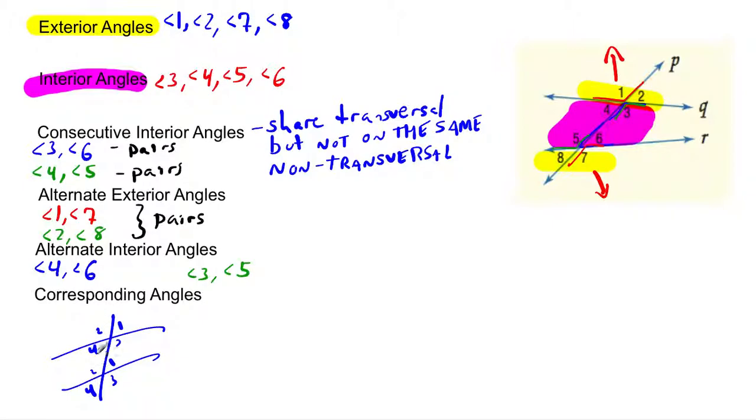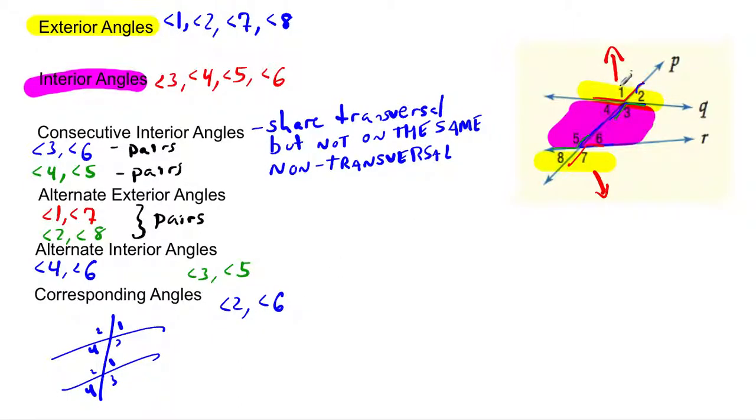2 and 2 are in the same location. So 2 is in this upper right quadrant, as is 6. So angle 2 and angle 6 are corresponding angles. Notice that angle 2 is an exterior angle and angle 6 is an interior angle. Doesn't matter. These can mix and match, and they do.